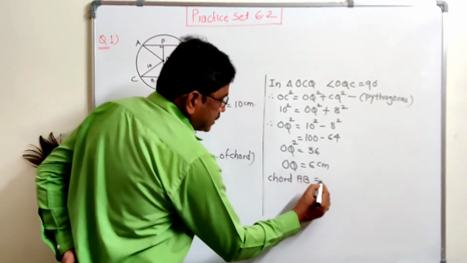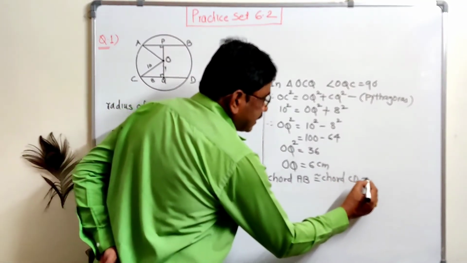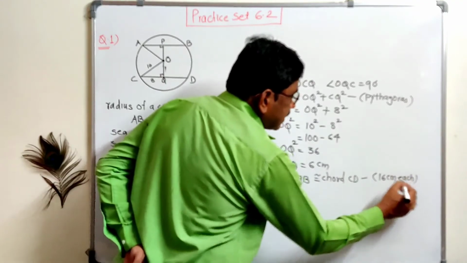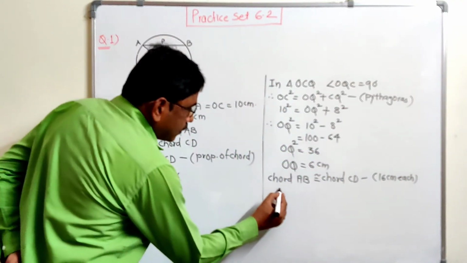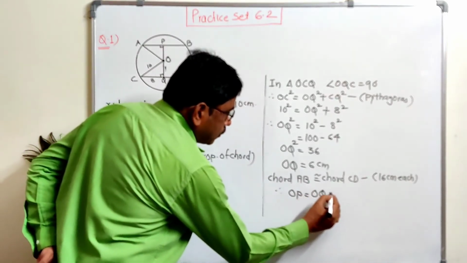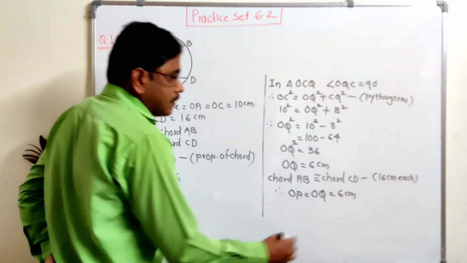AB is congruent to chord CD because both having the length 16 centimeter each, both have the same length, and therefore OP equals OQ is equal to 6 centimeter. Both the distances are also equal.